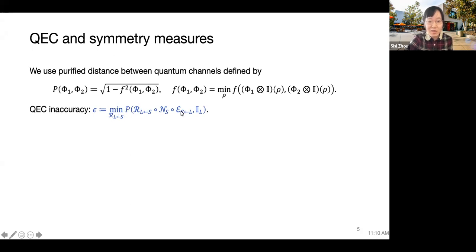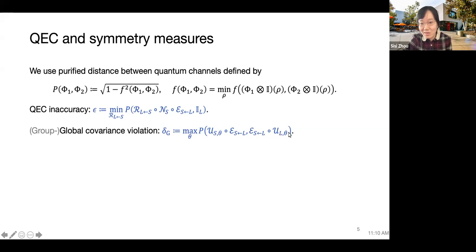And we are going to minimize this whole thing over the recovery channel. We can also define what we call the global covariance violation, which is the distance between two quantum channels: the first has a unitary evolution before the encoding, and the other has a unitary evolution after the encoding.